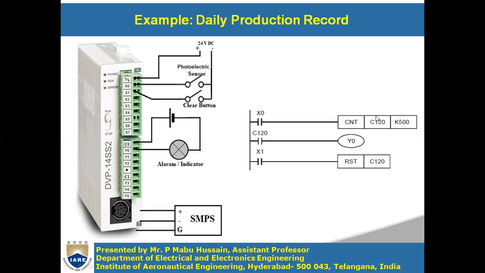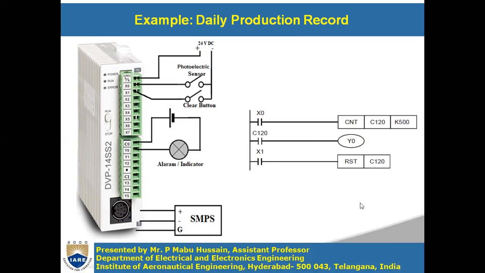C120 will be activated, so this will be energized. Whenever C120 is energized, Y0 will go. Whenever the target is reached, C120 will energize and switch on Y0. Y0 is an alarm or indicator which represents that the target has been reached. Once the target has been reached, you can reset the counter value to 0 by pressing X1, the clear button connected to X1. Whenever you press the clear button, X1 will turn on, and that will reset the C120 counter.